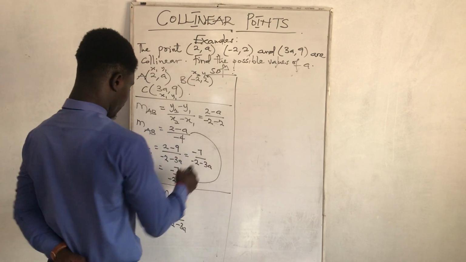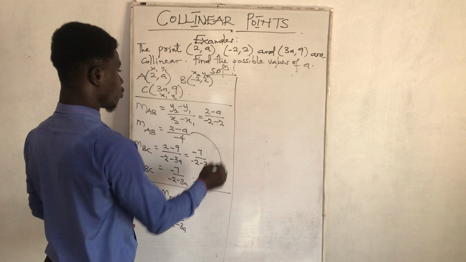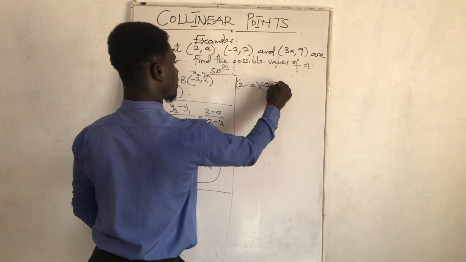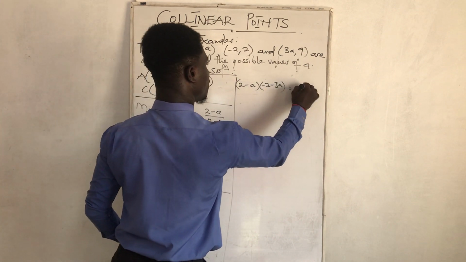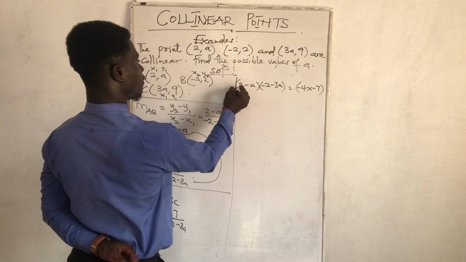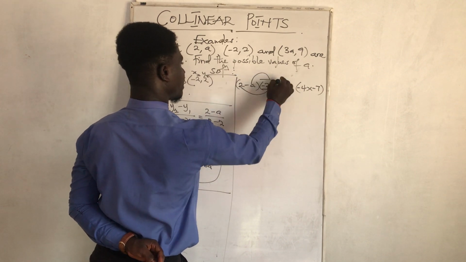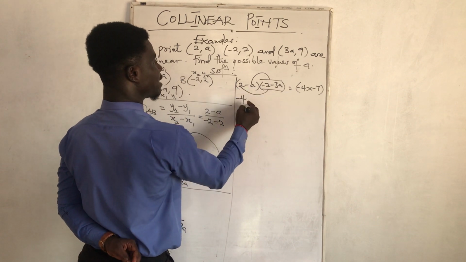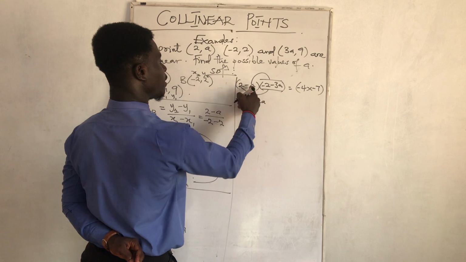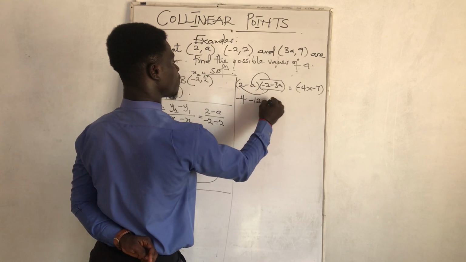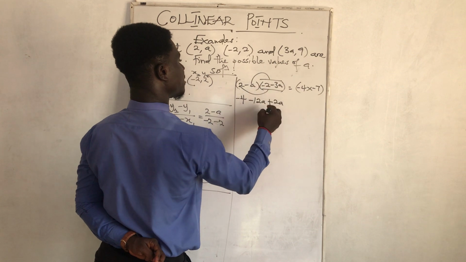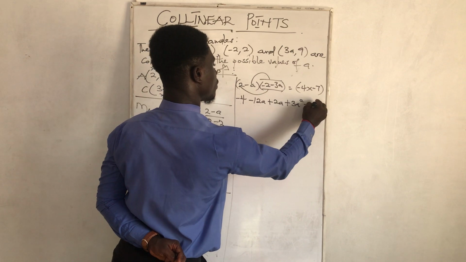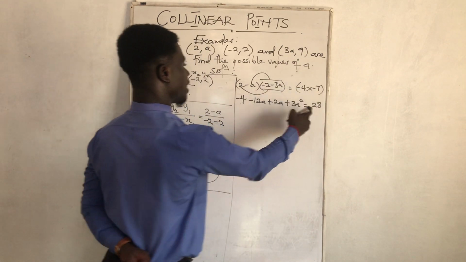So we do cross multiplication here. So 2 minus a multiplying negative 2 minus 3a must be equal to negative 4 times negative 7. So now, 2 is multiplying the whole of that, minus a the whole of that. 2 times negative 2 is negative 4. 2 times negative 3a is negative 6a. Negative a times negative 2 is positive 2a. Negative a times negative 3a is positive 3a squared, equals 28, which is positive, because negative times negative gives positive.